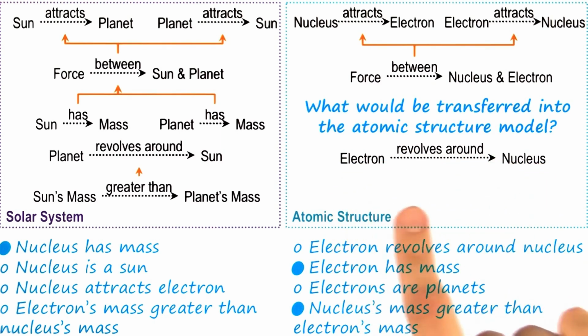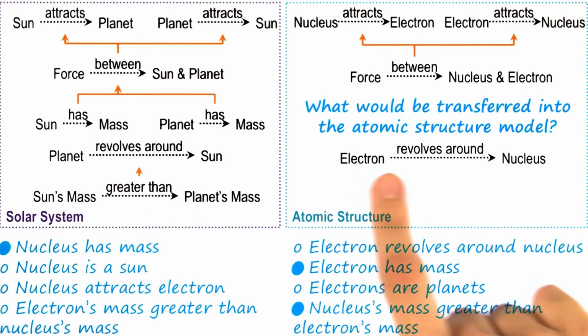We're also going to transfer the idea that because the electron revolves around the nucleus, that means that the nucleus must have a greater mass than the electron. The planet revolved around the sun because the sun's mass was greater than the planet, so the electron must revolve around the nucleus because the nucleus's mass is greater than the electron's. We wouldn't transfer the idea that the nucleus is a sun or that the electrons are planets, because those take the transfer a little bit too literally.